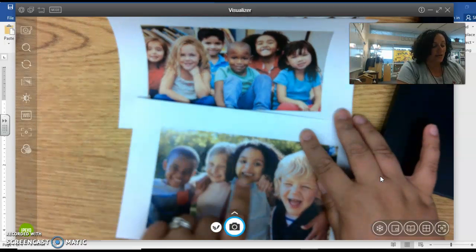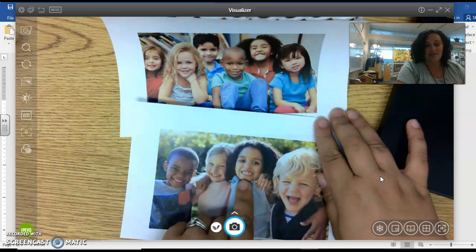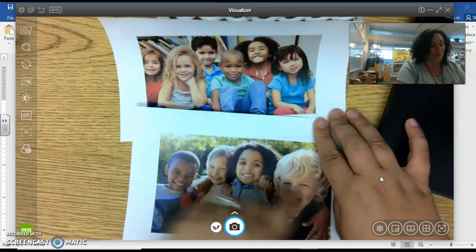Would this boy match that? Yes, because he's got curly hair too. He's got some waves in his hair too, okay?